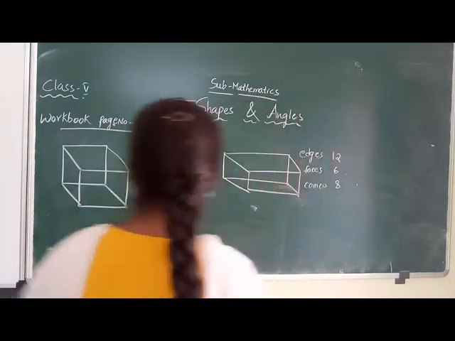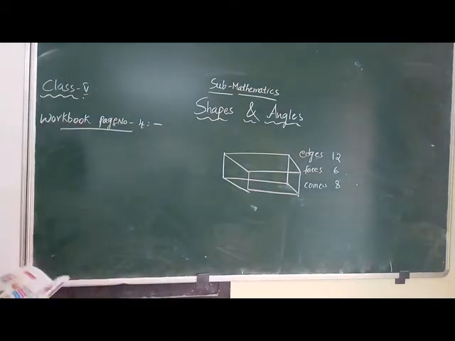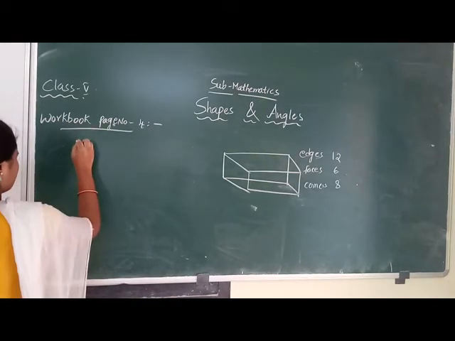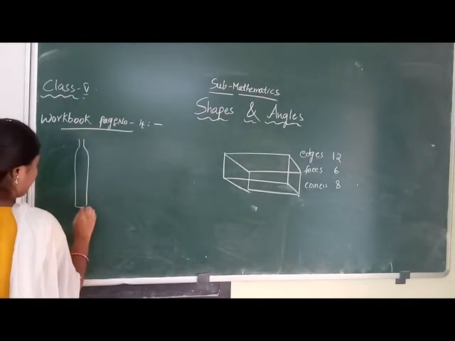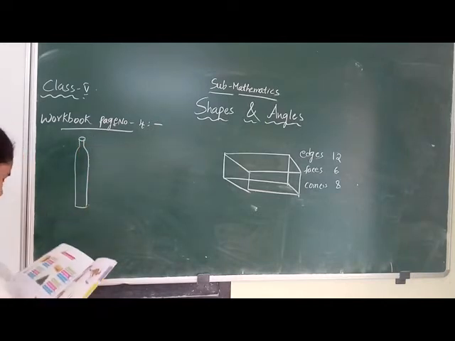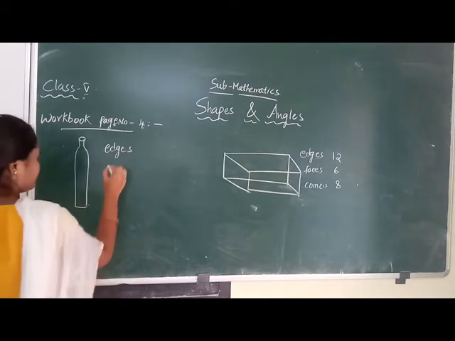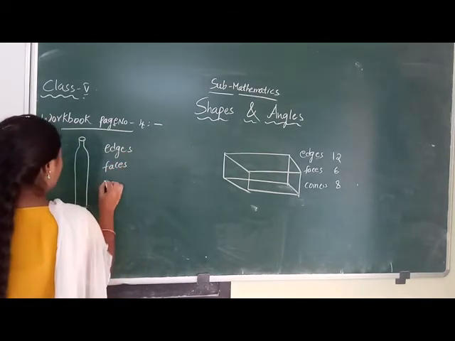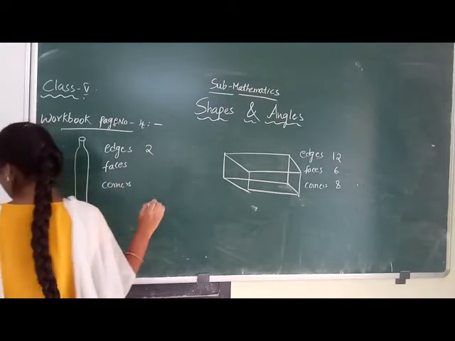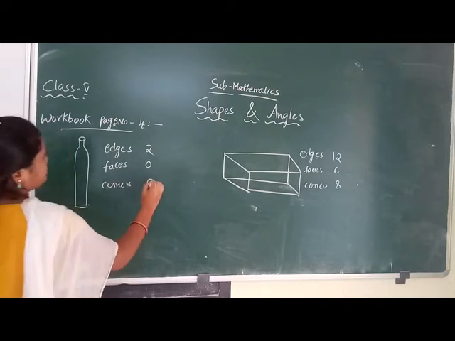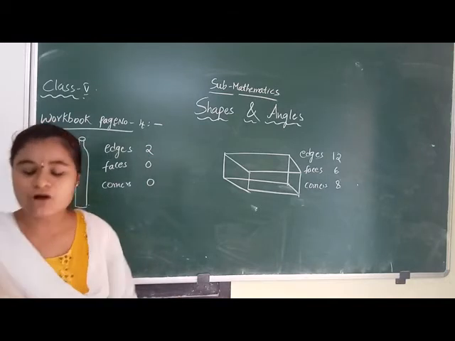Next one is that bottle. Bottle is cylinder shape. What shape is that one? Cylinder. Bottle, yes. Edges, faces, corners. Cylinder shape means 2 edges, 0 faces, 0 corners. Okay. Cylinder shape is 2 edges, 0 faces and 0 corners.